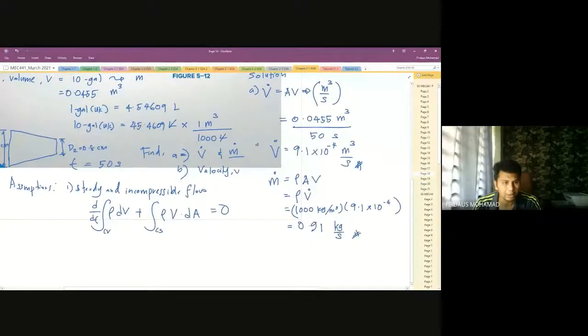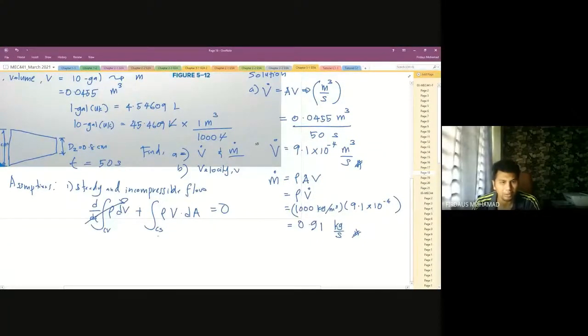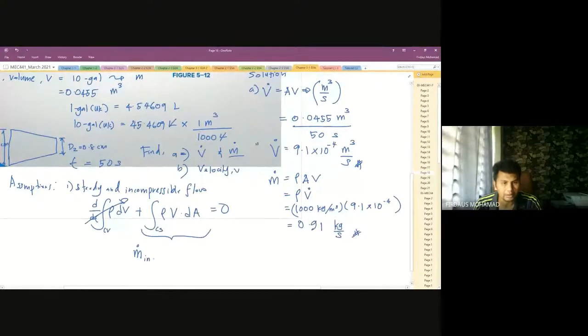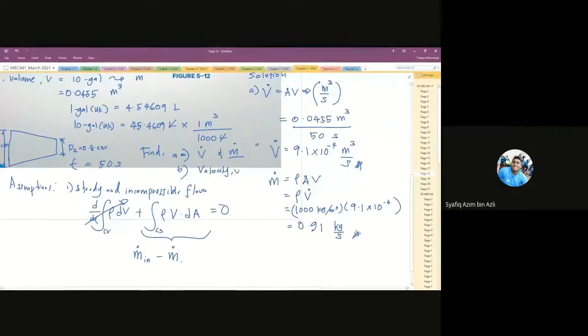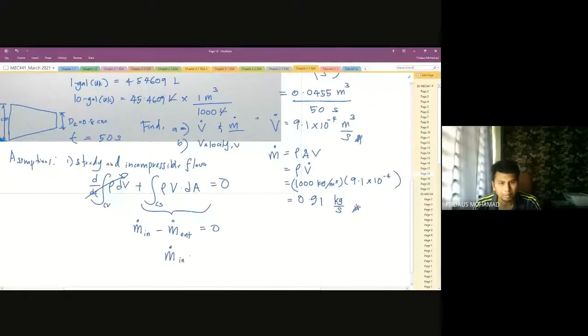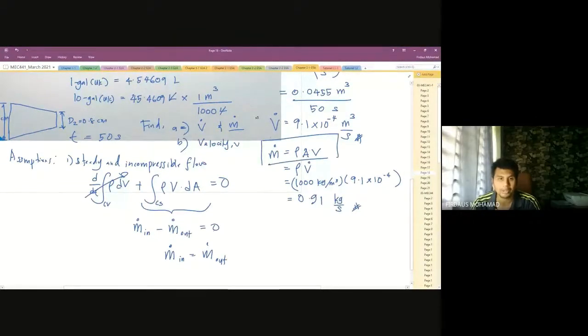Yang ni kosong kan sebab steady. And then kita ada rho v dA. Rho v dA ni apa dia? Mass flow rate. Mass flow rate at the inlet tolak mass flow rate at the outlet equal to 0. So kita tahu m dot in sama dengan m dot out. So maknanya yang kita dapat m dot ni ataupun V dot ni sentiasa sama. Tapi velocity dia tak sama. Sebab apa? Sebab luas dia tak sama.